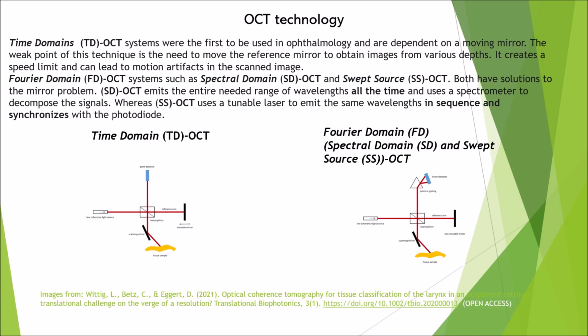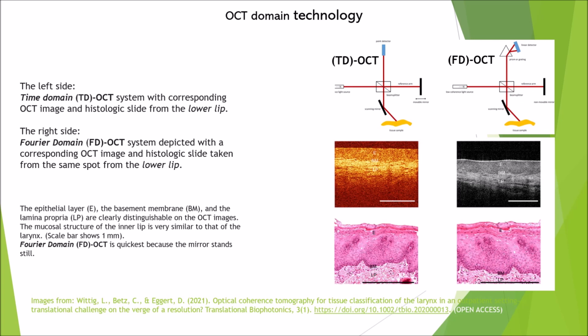On the left side, a schematic setup of a time domain OCT system with a corresponding OCT image and a histologic slide from the lower lip. On the right side, a schematic setup of a Fourier domain OCT system is depicted with a corresponding OCT image and a histologic slide taken from the same spot from the lower lip. The epithelial layer, the basement membrane, and the lamina propria are clearly distinguishable on the OCT images. The mucosal structure of the inner lip is very similar to that of the larynx. Fourier domain OCT is the quickest because the mirror stands still.